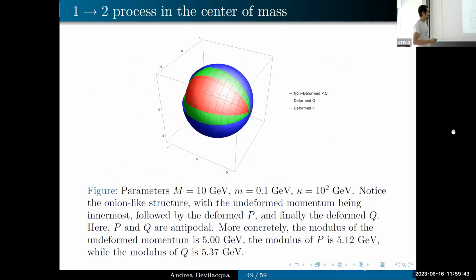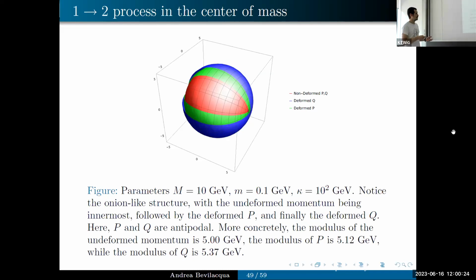Now, this is the most interesting part, I think, of the whole talk. This is a picture which represents momentum distribution in the center of mass. The red shell over here is the distribution where neither P nor Q are deformed. So this is canonical decay into two particles. And of course, since each direction is the same, they have a uniform distribution on the whole sphere. So you get a sphere for momentum distribution. And this green and blue shell represents the angular distribution of the deformed P and the deformed Q in the center of mass. Now, I need to give some numbers to make you appreciate this figure.